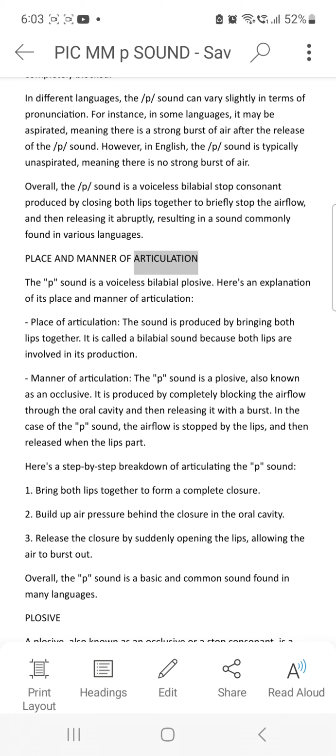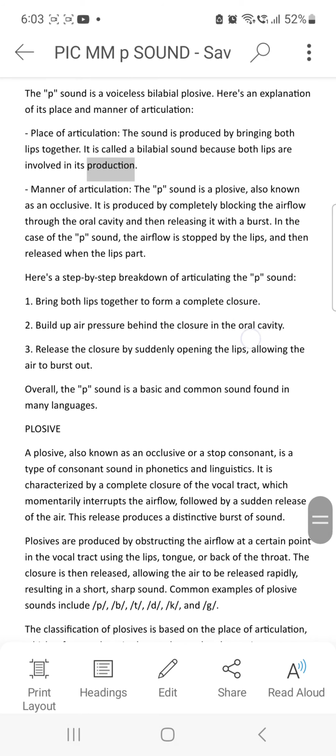Place and manner of articulation. The p sound is a voiceless bilabial plosive. Here's an explanation of its place and manner of articulation. Place of articulation: the sound is produced by bringing both lips together. It is called a bilabial sound because both lips are involved in its production.